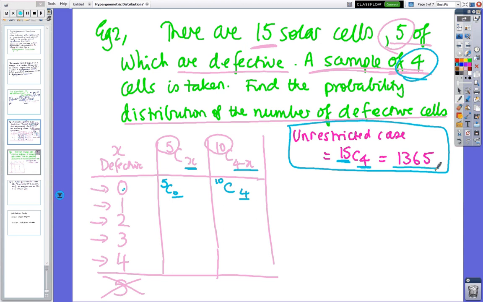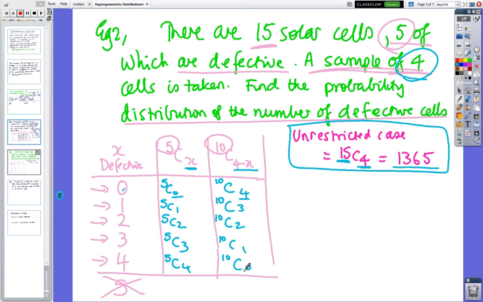1365. So at the moment I'm just going to write up 5C1, 5C2, 5C3, and then this will be 10C3, 10C2, and 10C1. Oh, I've not got my last line. Okay, so we use our calculator.